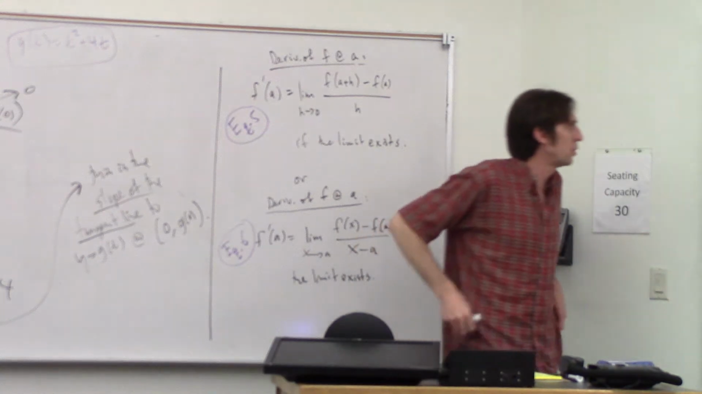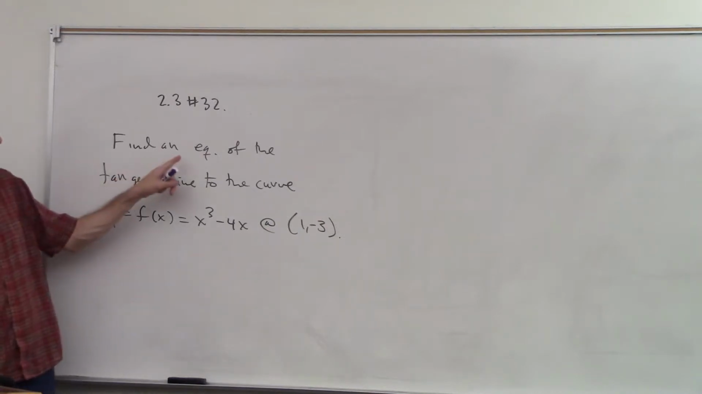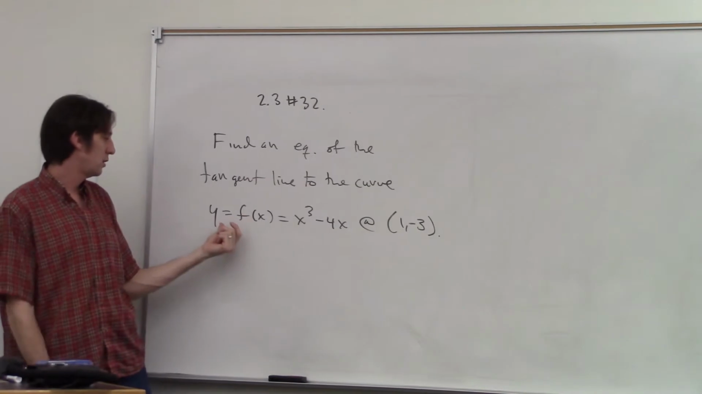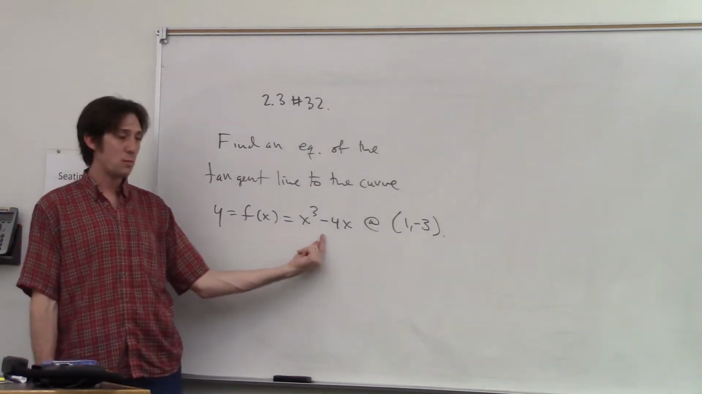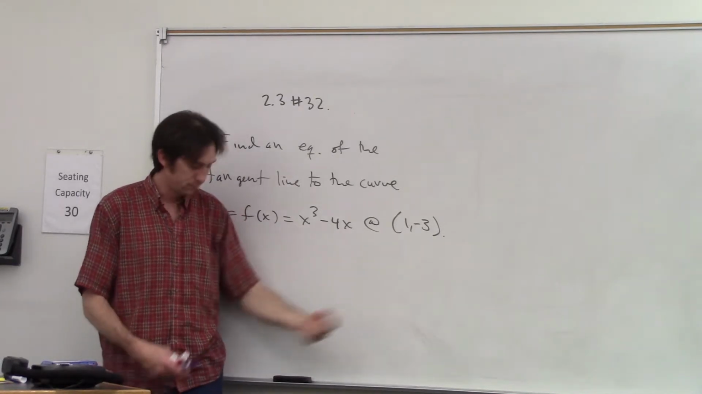All right, we're going to do 2.3 number 32, where we find an equation of the tangent line to a curve. The curve here is y equals f of x equals x cubed minus 4x at a single point, (1, negative 3).